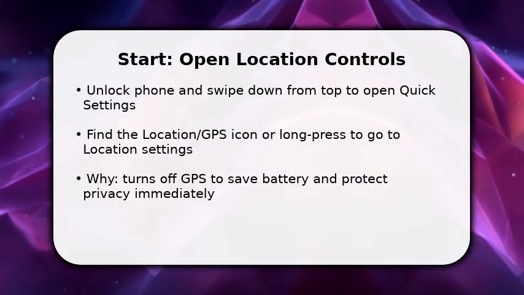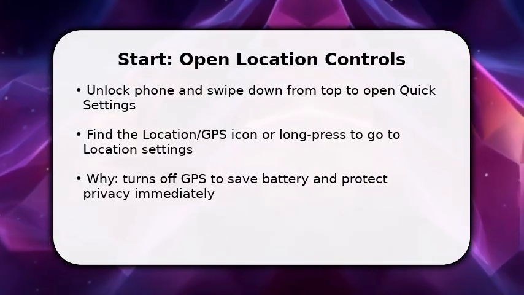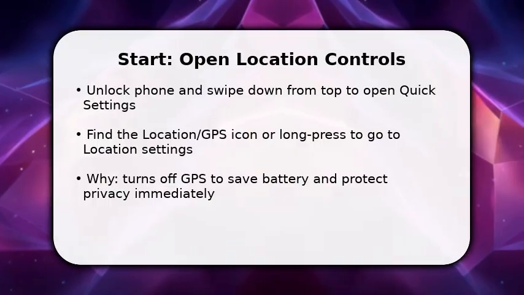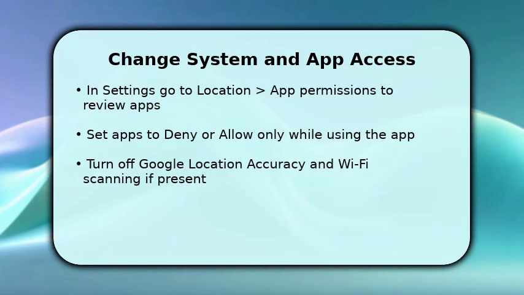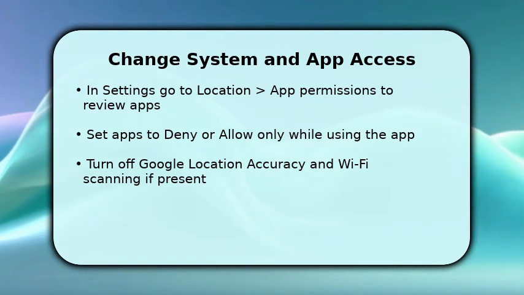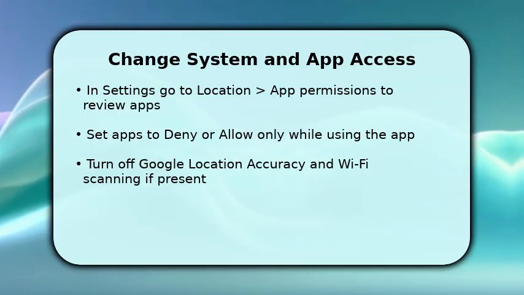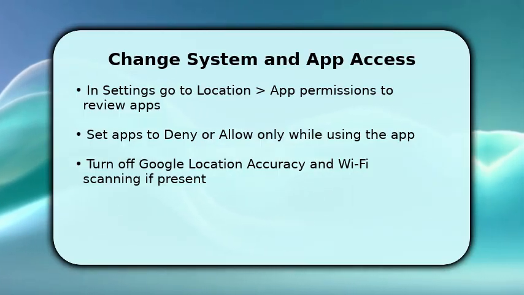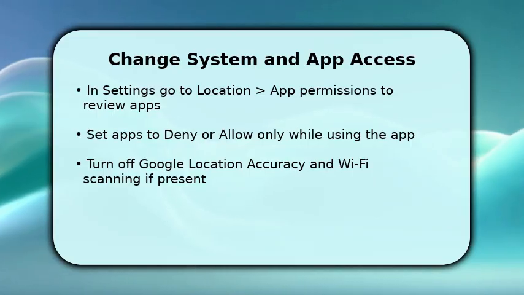Make sure the device is unlocked and not in a restricted profile because you need permission to change these settings. Once in location settings, you manage both system services and app permissions. Tap App Permissions to see which apps can use location. You can set each to deny, allow only while in use, or always allow.